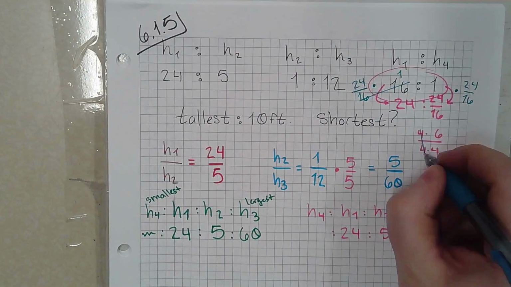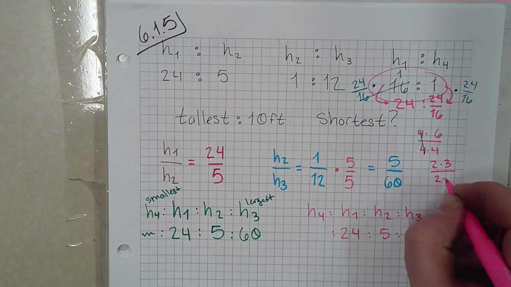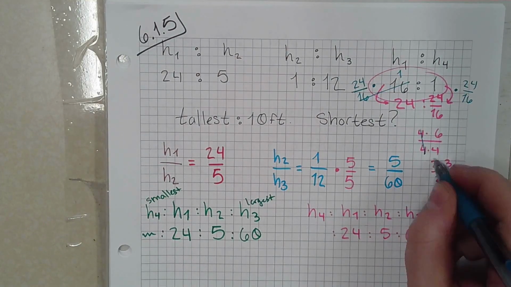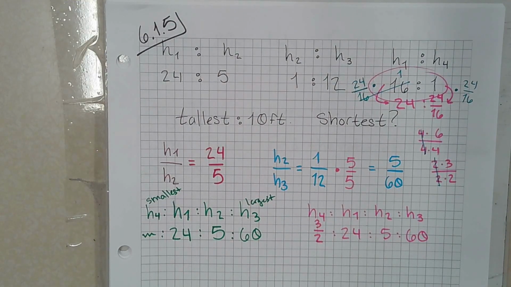And the 4's will divide out. And you might notice that 6 and 4 share a common factor, right? 2 times 3 over 2 times 2. So the simplest way to write this height is that it is 3 over 2. So here are different heights, okay?